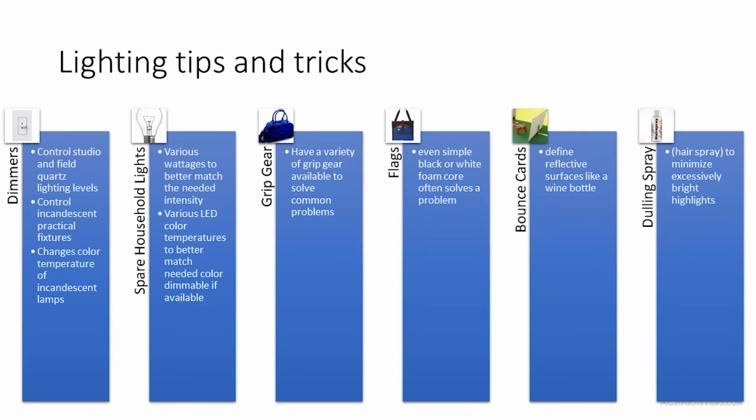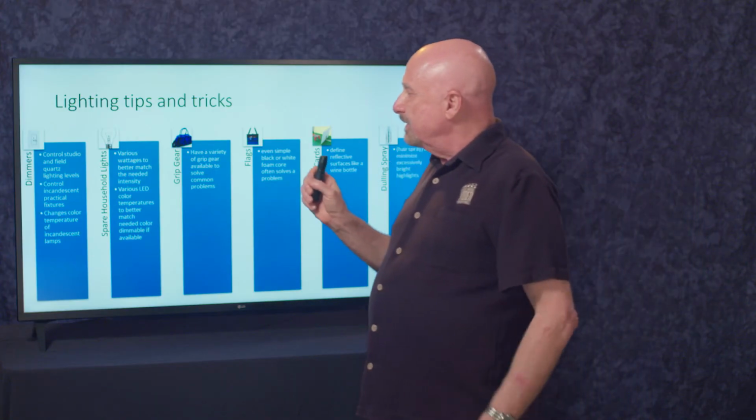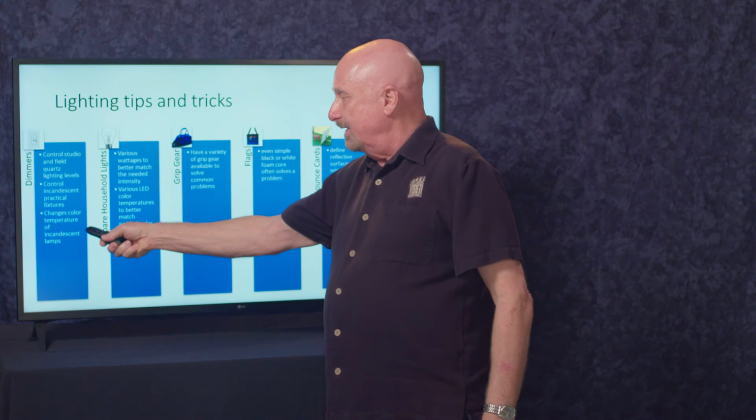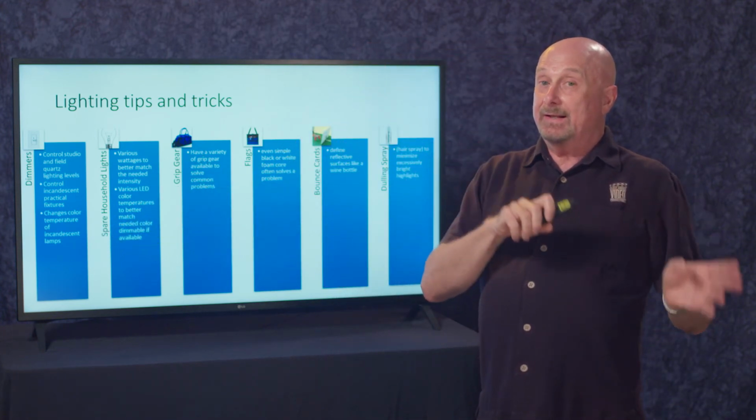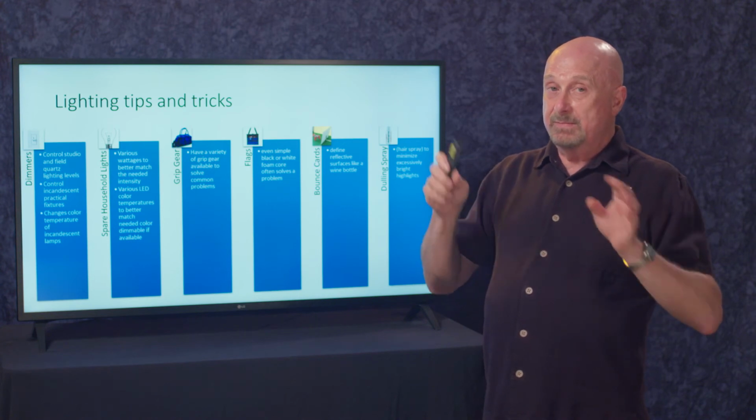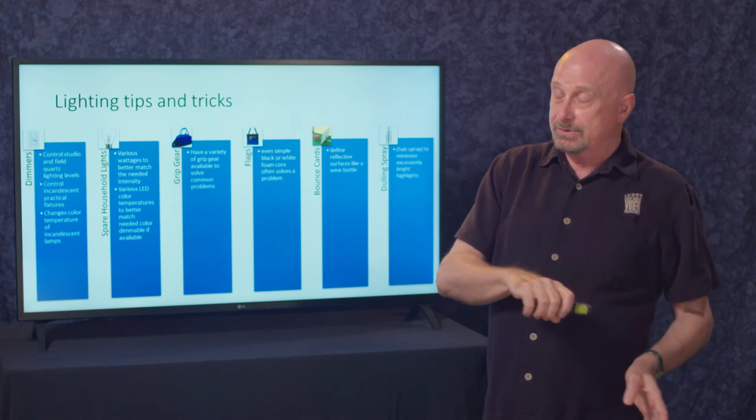Dimmers are very useful for controlling lights. We have dimmers on all the lights in the studio here. And when I go out in the field, I always carry dimmers with me to control practical lights and sometimes some field lighting I might be using. Be cautious when you're using dimmers because it does change the color of an incandescent fixture. An LED fixture, the color will remain the same. An incandescent fixture will get more orange as you dim it down.